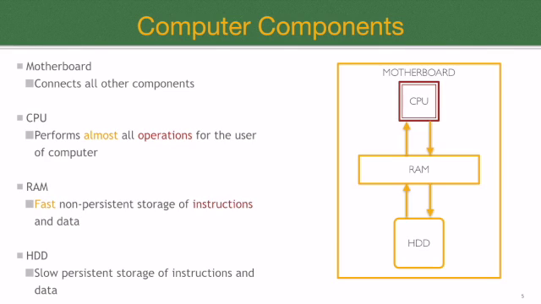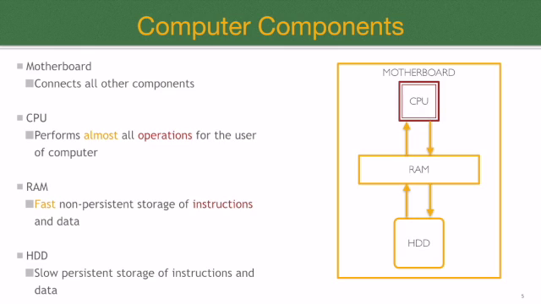Out of the three main components, CPU, RAM, and permanent storage or hard disk drive, the CPU, performance wise, is the fastest component of the three. It can perform operations very fast compared to the RAM and hard drive.